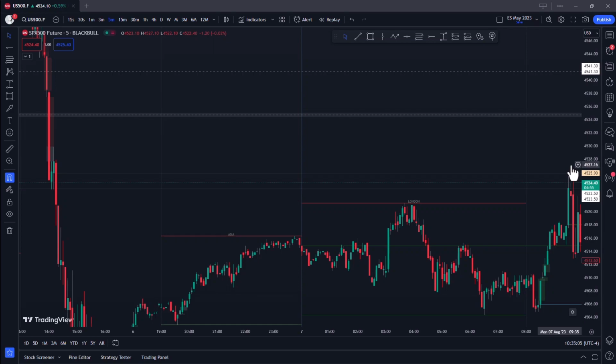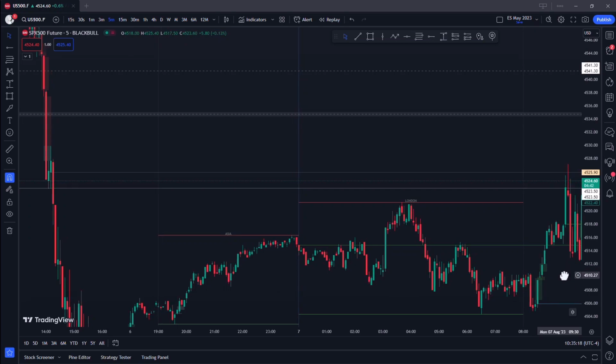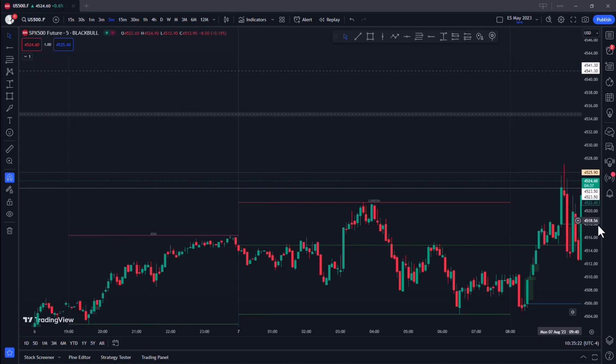My target was London's low, but of course taking partial profits at the new low that was just created. So price printed, and you can see that we rejected beautifully inside of this CB and fell off past this low, where I would have taken my partials.